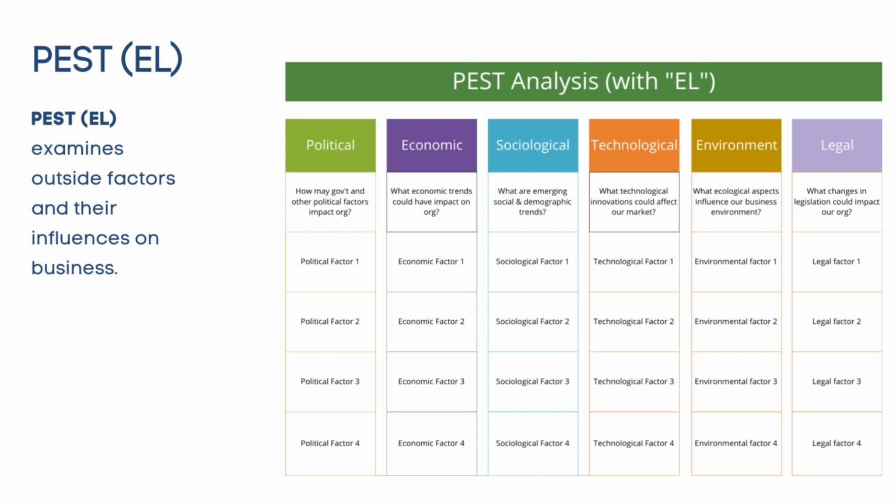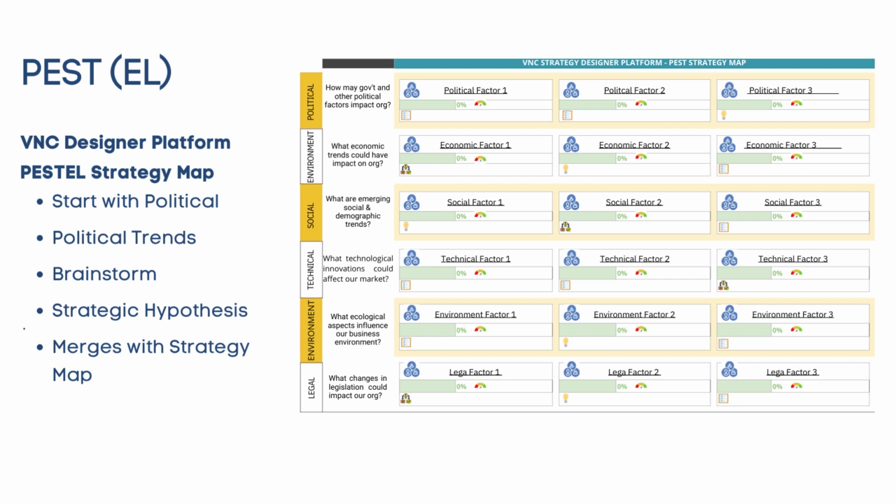In our PESTel Deeper Dive course, we provide examples of each of these factors. You would brainstorm with your team on what to use that best fits your company needs. Here's a snapshot of one of our PESTel strategy maps from our VNC Strategy Designer platform. The strategy map has all seven factors along the left side of the map, along with the questions to ask. I highly suggest you start the PESTel process with the first factor, political. Find the political trends that could potentially impact your business.